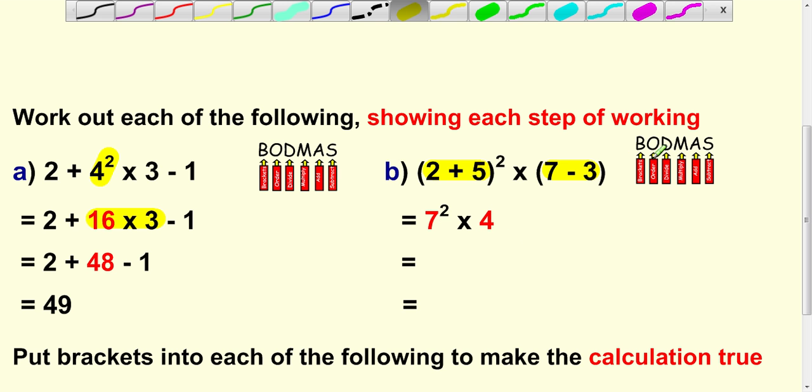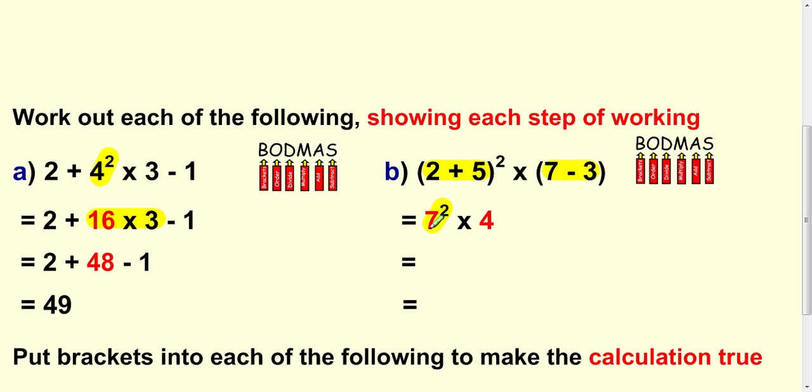The next thing to do is look for powers, and we can see there's a power here, so we do that before anything else. Now 7 squared is 49, and we want to multiply that by 4. So that's 160 plus 36, which is 196. That's your final answer there.